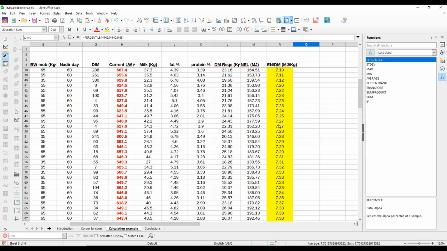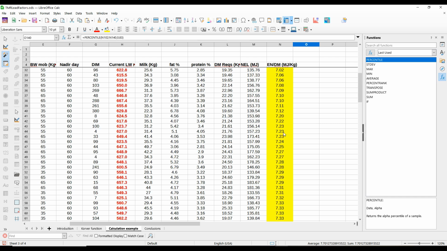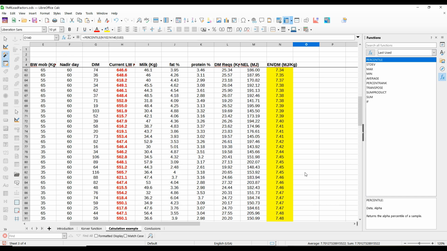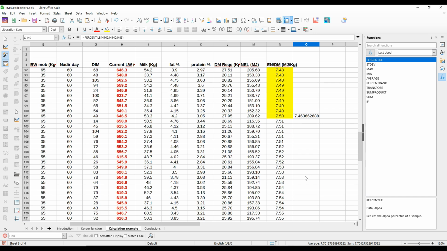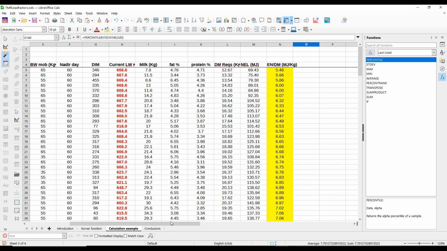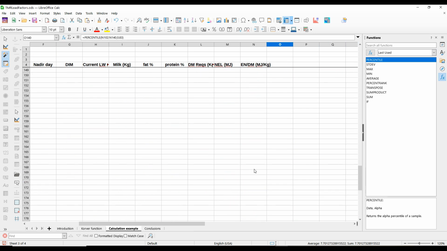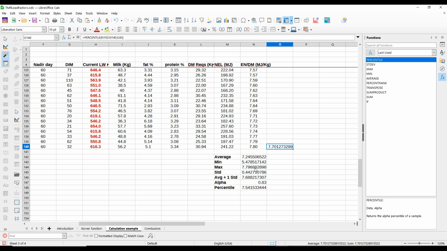I think that those cows with energy content for the ration greater than 7.3 can be moved to the second group, but that's a decision for the nutritionist. Now the presentation is almost completed. Of course, what we have done with the energy content of the diet, we can do with protein, with minerals, and so on.